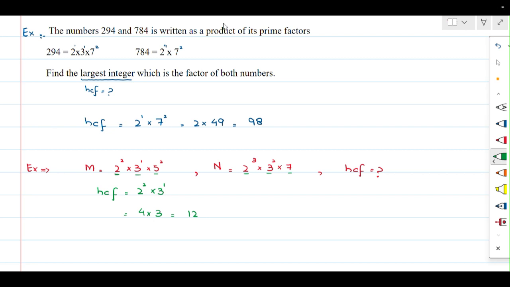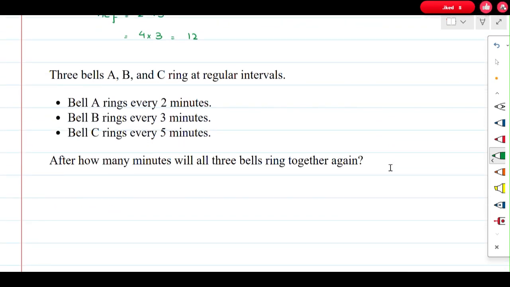Alright, let's do a word problem in which you need to figure out the LCM. Let's take an example. 3 bells A, B and C ring at regular intervals. Bell A rings every 2 minutes, bell B rings every 3 minutes, bell C rings every 5 minutes. After how many minutes will all 3 bells ring together again? Such types of questions you will get in your exams. In these questions, you need to figure out the LCM of the three numbers: 2, 3 and 5.